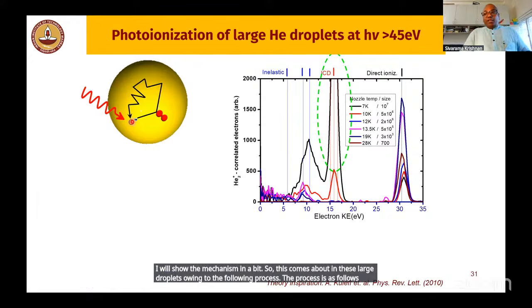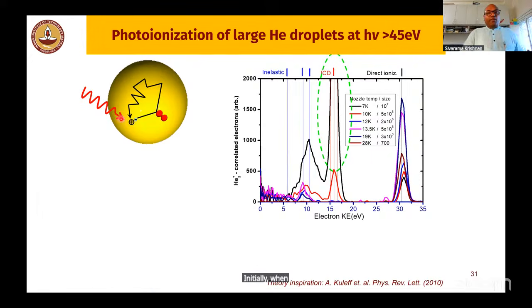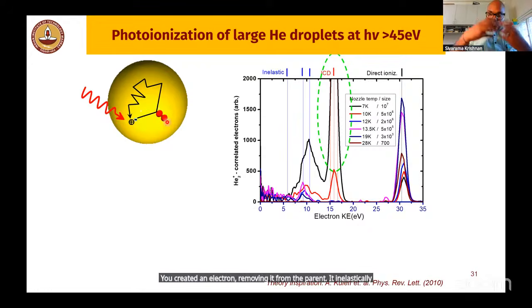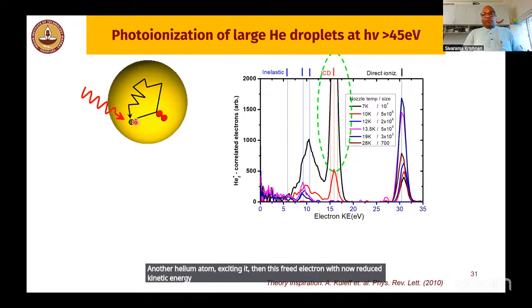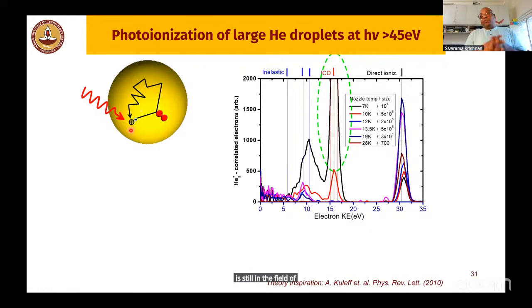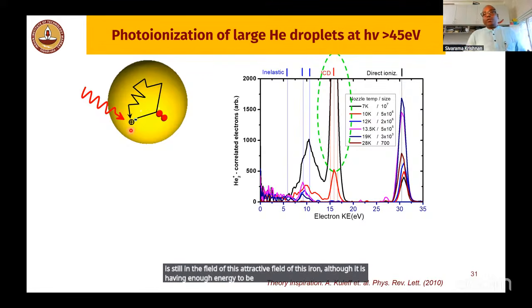Initially, when the 55 eV photon was absorbed by the atom, you created an electron, removing it from the parent. It inelastically collided with another helium atom, exciting it. Then this freed electron, with now reduced kinetic energy than it had when it just went away from its parent atom, is still in the attractive field of this ion, although it has enough energy to be free outside from home.